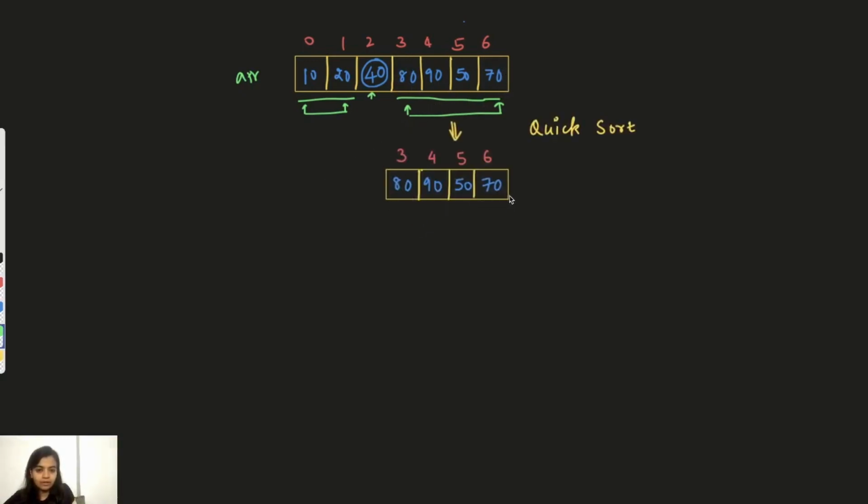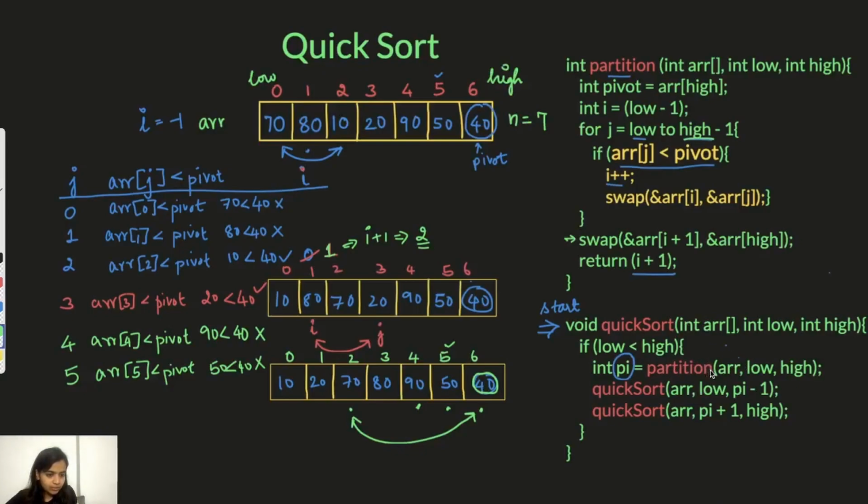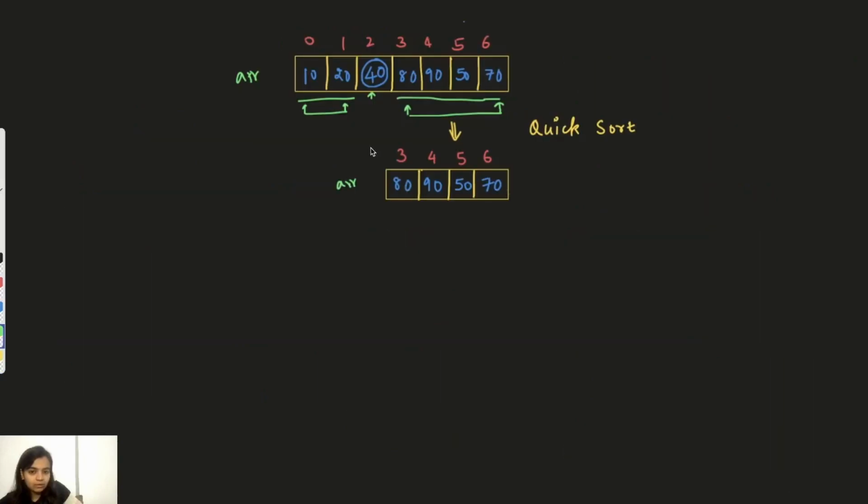Now we have our new divided array on which we will call quicksort. I will just show you where it is in the code. So here we have our previous code. So we call quicksort on array of low to pivot minus 1. So this is the left subarray. And here we call from array pivot plus 1 to high, which is the right subarray. So now our new low is 3 and our new high is 6.